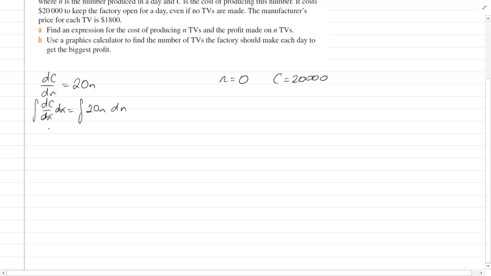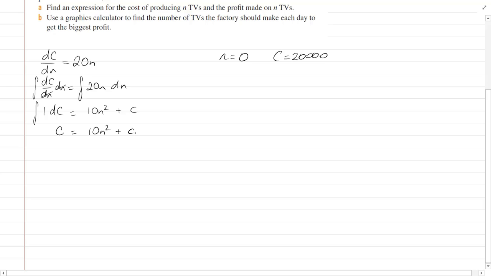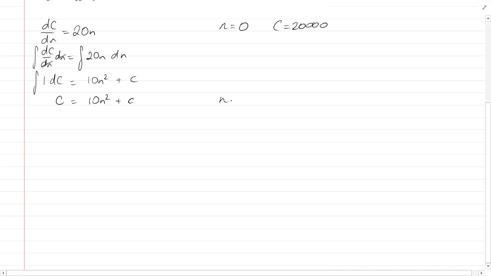But you'll notice here that the dn's cancel out, leaving us the integral of 1 dC. And on this side, it's equal to 10n squared plus little c. Notice the difference between big C, cost, and little c, constant. If I integrate 1 dC, that gives me C equals 10n squared plus little c. I know that at n equals 0, C equals 20,000.